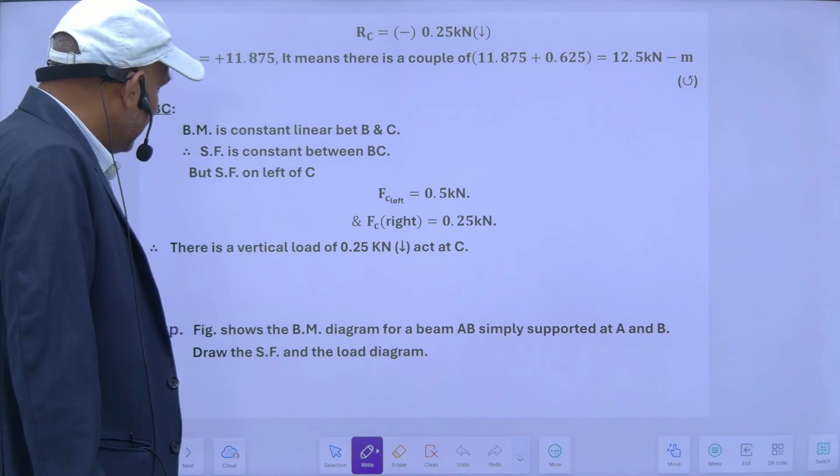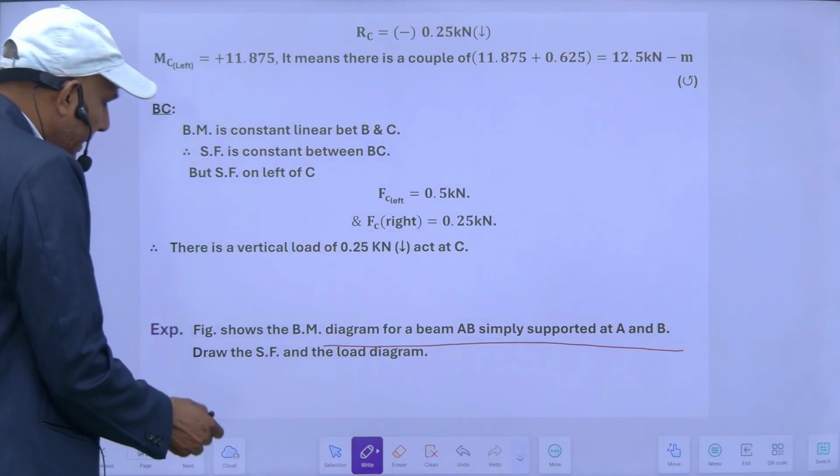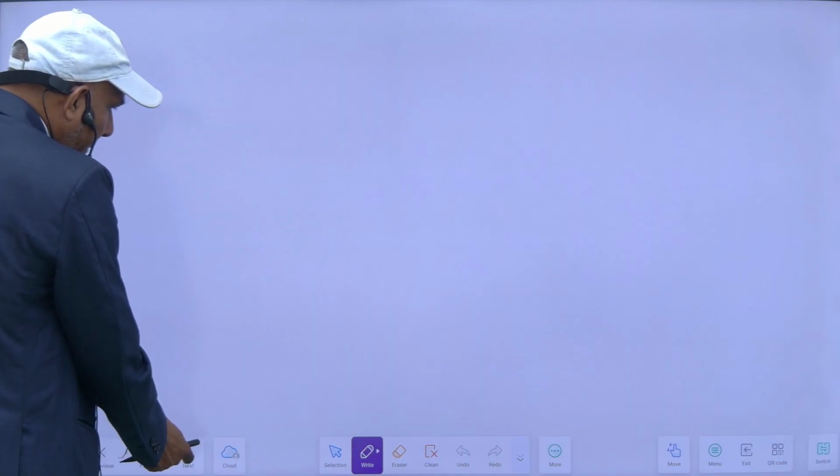So there is another example. The figure shows the bending moment diagram for a beam ABC supported at A and B. Draw the SF and loading diagram.